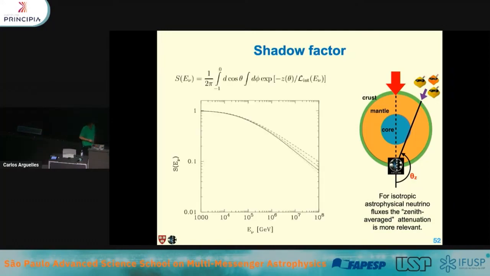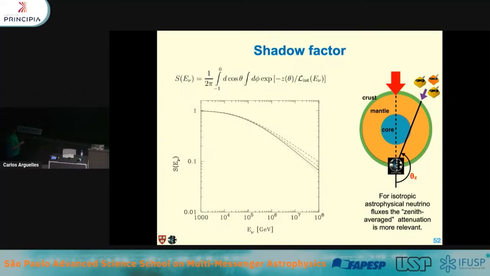The shadow factor is just the angle average of the thing you have computed, which is the interaction length divided by how much material you're going through, right? This is your interaction length, and this is how much material you're going through at each distance. If you compute that, you get that the average attenuation of the neutrino flux over all directions is given by the shadow factor.